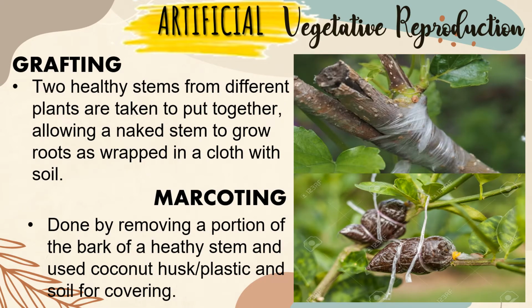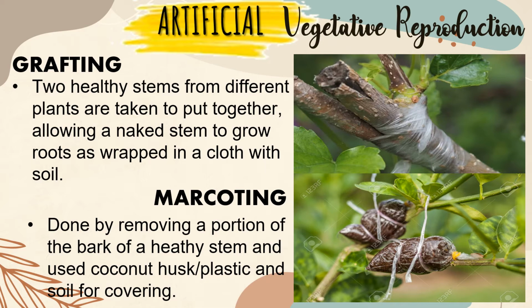We also have grafting and marcotting as artificial vegetative reproduction in plants. Grafting is the most widely used method of producing woody plants, wherein two healthy stems from different plants are taken and put together. This is done by making a spear-shaped cut on one while the other stem is cut into a middle. So eventually they are put together.